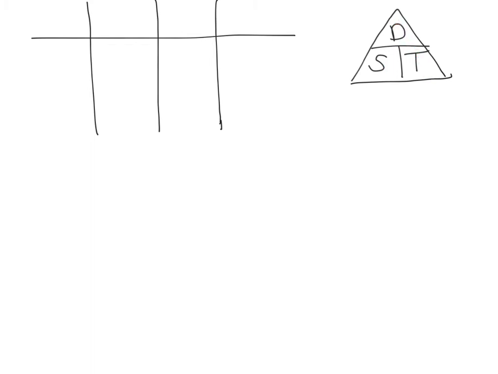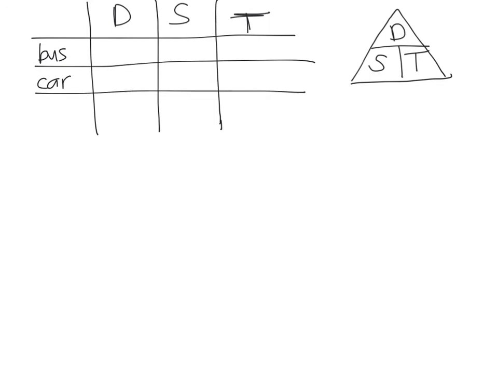So I'm going to organize all the information we have. I'm going to write the distance in this column, our speed, and our time. In my left-hand column are the two modes of transportation that I have: the journey by bus and the journey by car. And then we have some totals, so I'm going to make a total column. Now I'm just going to read the information and fill it in.